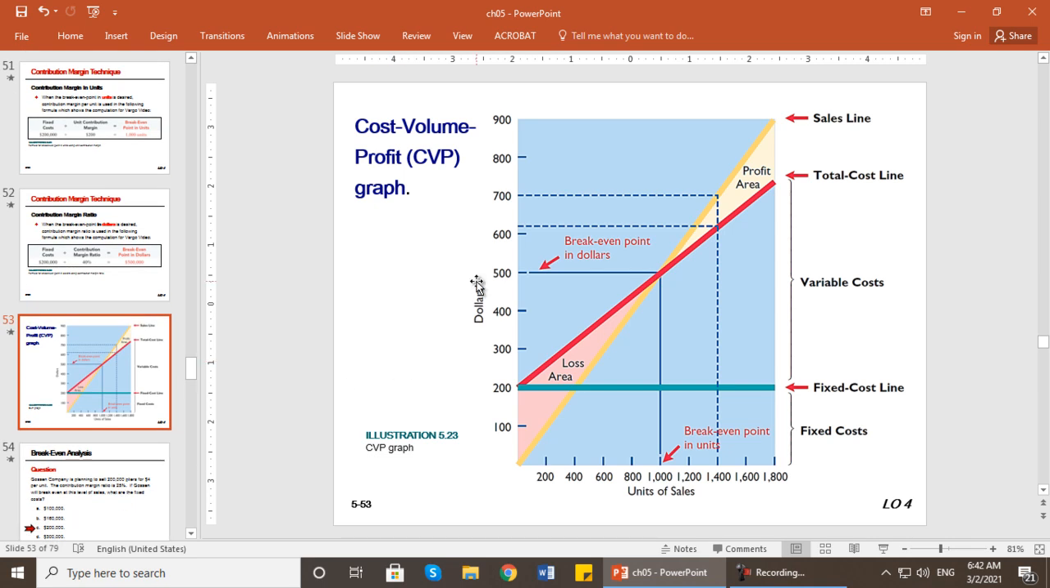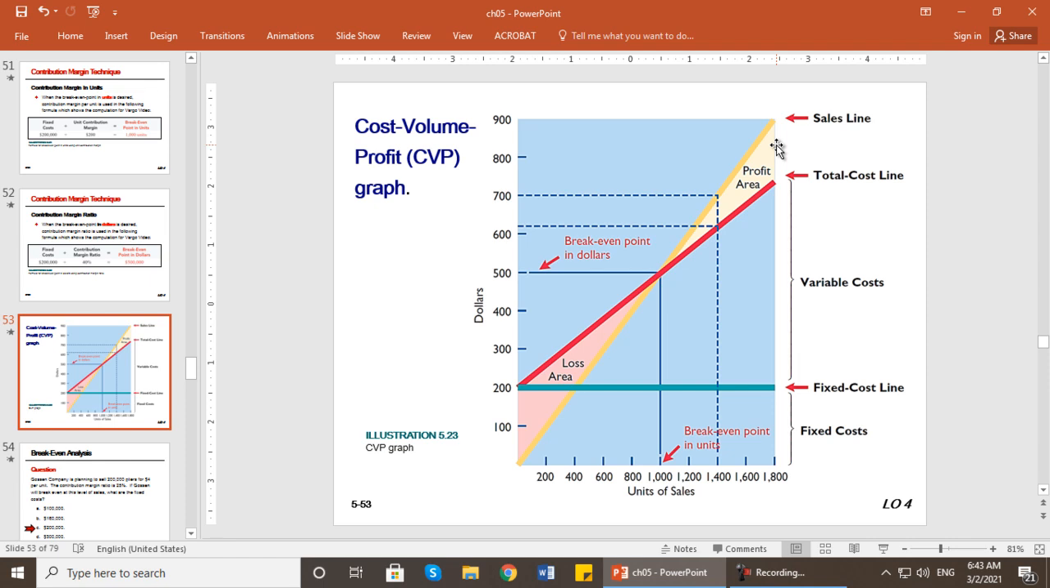Also, we can draw the cost-volume-profit graph for the break-even point. As you see here, here's the fixed cost line 200,000. Here's the total cost line. Here's the sales line.